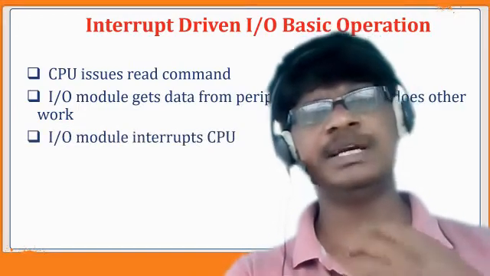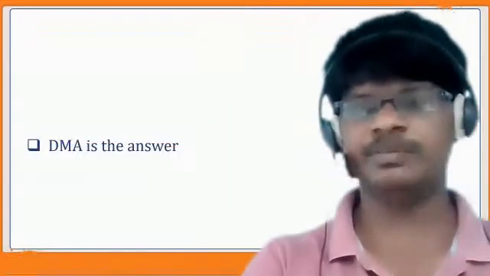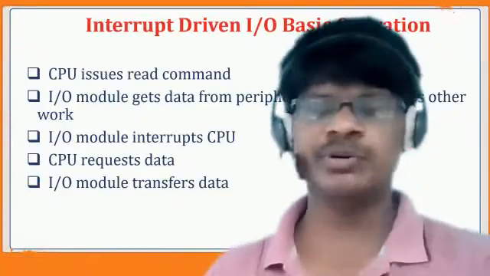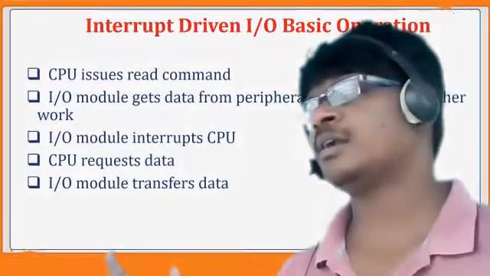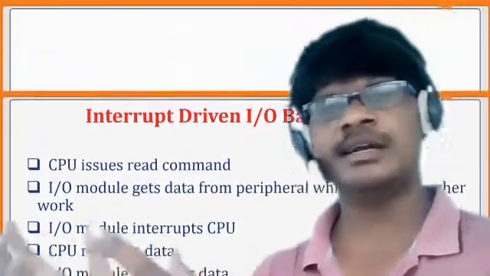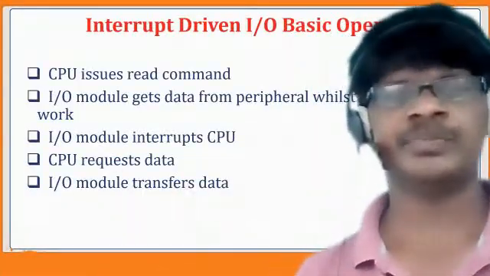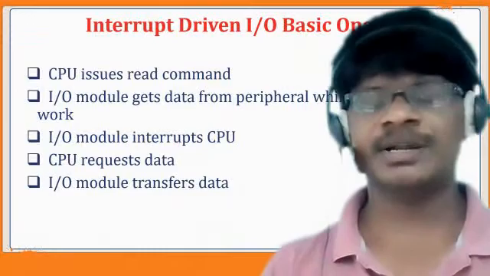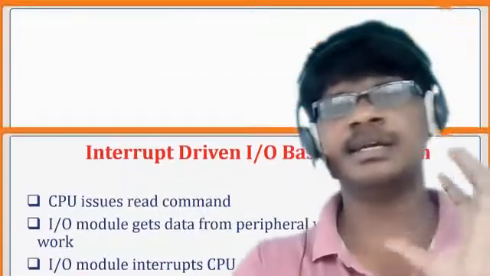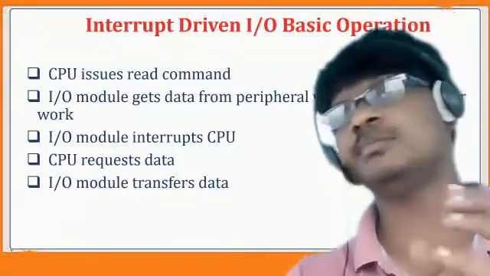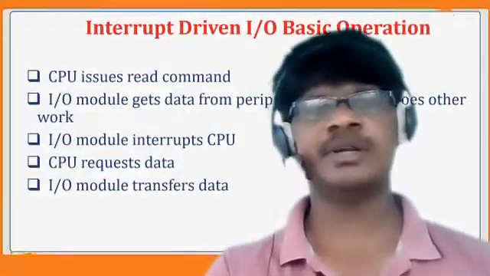Basic operation: the CPU issues a read command to the interrupt-driven IO. The IO module gets data from the peripheral device, even while the CPU does other work. After it gets the data from the peripheral device, it will not wait for the CPU to finish its work. It will directly interrupt the CPU and tell it that it has got the data, and then the CPU requests the data and the whole process is completed. So this is the interrupt driven IO.